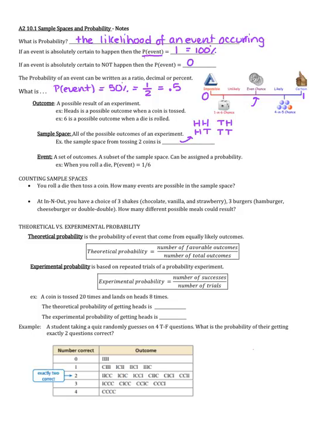Counting sample spaces. So we want to figure out what is the total sample space here. You roll a die, then you toss a coin. How many events are possible in the sample space? So if I roll a die, we know that there are 6 possible outcomes from rolling a die, because you can get a 1, 2, 3, 4, 5, 6. We're assuming it's a normal die. Then I toss a coin. So we know that when I toss the coin, there are 2 possible outcomes.